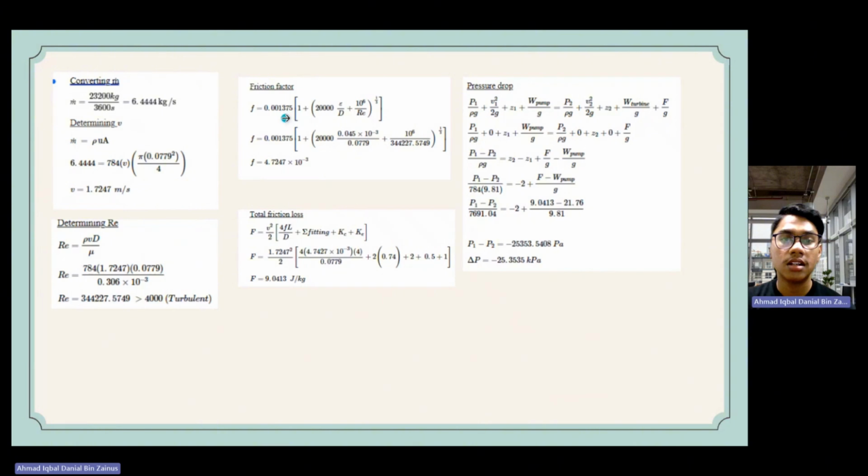After that, we can calculate the friction factor by using the formula or referring to the Moody diagram. The fifth step is calculating the total friction loss by including all the losses such as fittings, Kc and Ke. And the last step is calculating the pressure drop by using the Bernoulli equation. Plug in all the information and cancel all the terms that can cancel out, rearrange the equation and plug in the values. Now we can get the pressure drop for pipe 2.